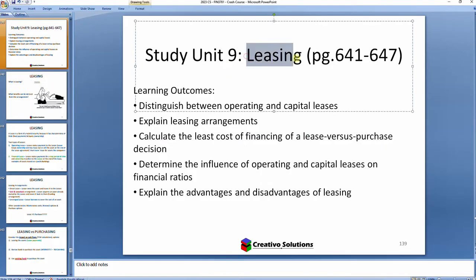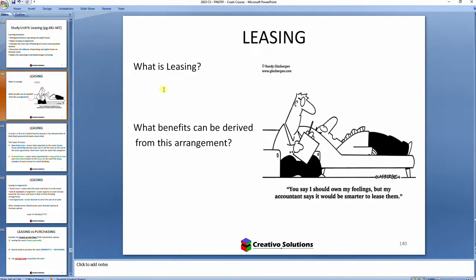Leasing. Okay, this is a nice chapter because there are workings, but workings that relate to these 2 key concepts. Okay, what is a lease? We spoke about it earlier. It's inverted commas, renting. Okay, leasing, it's using an asset without owning it.